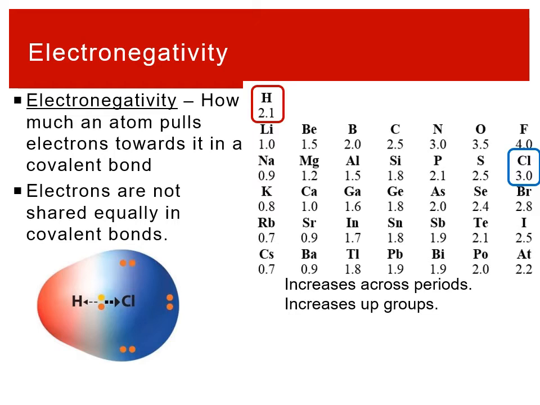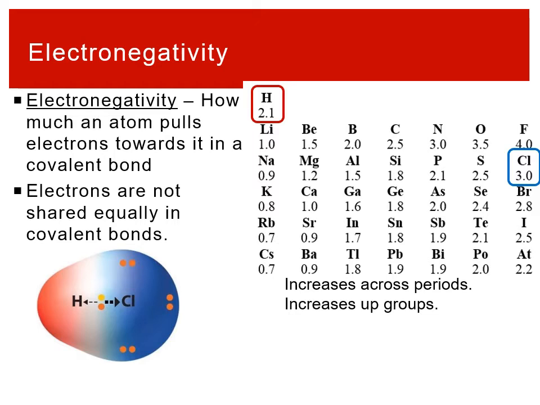So chlorine's is larger. As a result, it pulls those electrons more towards it. Electronegative: it attracts the negative charge of the electrons towards it. Electronegativity is a periodic trend. It increases across periods and it increases up groups.